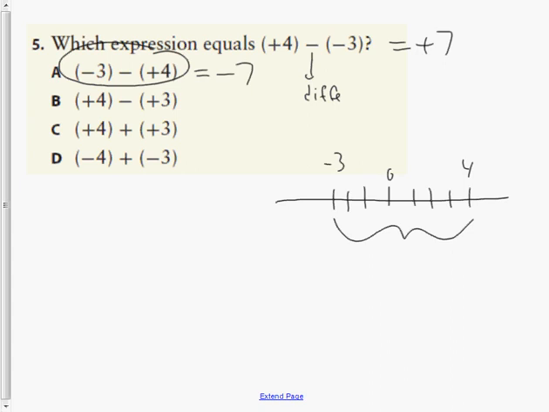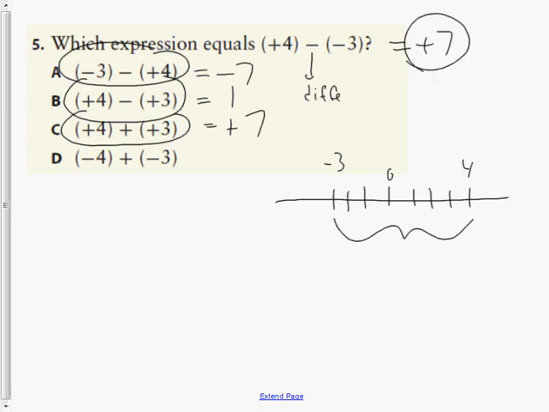The second one, positive 4 take away a positive 3. If it's 4 degrees of warm air in a room and you remove 3 degrees of warm air, it would be 1 degree in that room. The third scenario, it's 4 degrees in a room and you add to it 3 degrees of warm air. It would be positive 7, which is the same sum.